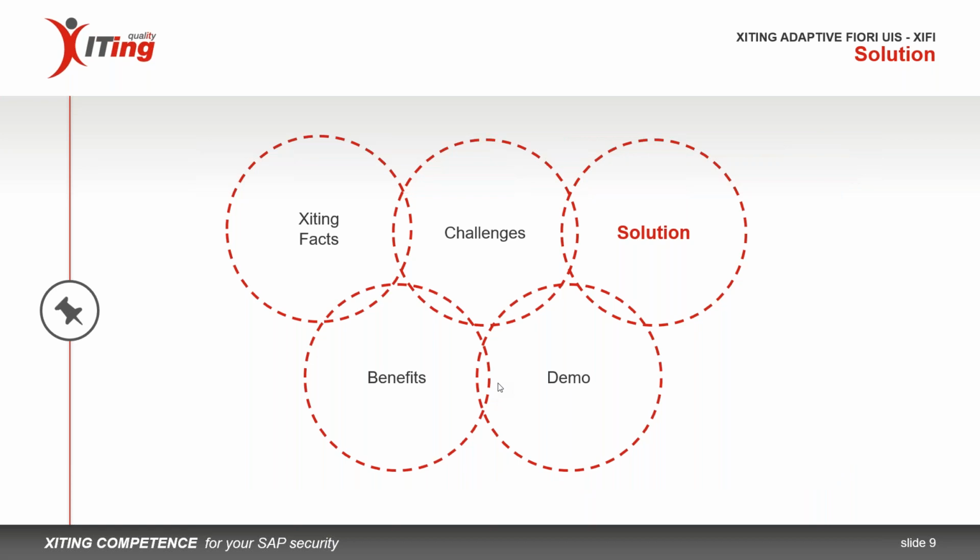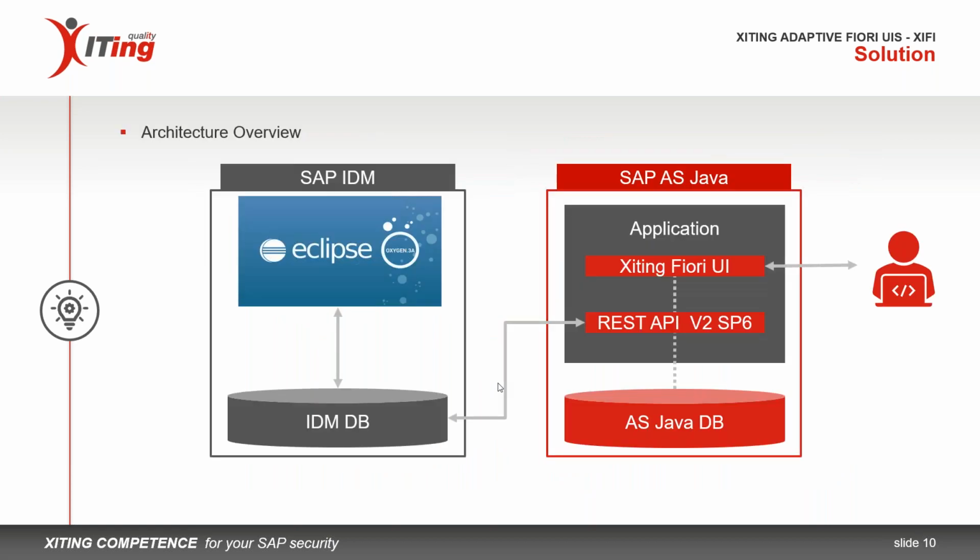So let's see what our solution is. Here's a first quick architectural overview just to get in touch with it. Most of these parts should also be known by you. We have the AS Java on the right side, which is our red box, and the IDM, which is a gray box on the left side. On the AS Java, we have the REST API, version 2, which is available since SP6, which connects the UI, which is deployed on the AS Java, with the IDM database on the left side.